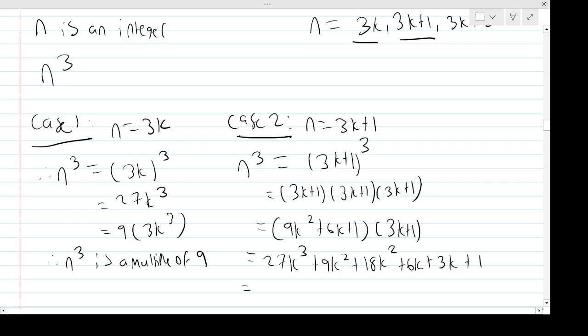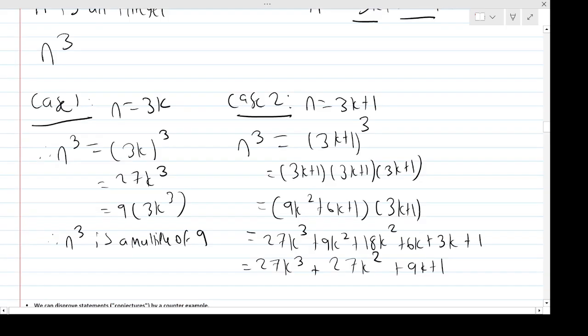So if we simplify a little bit, collect the like terms, we get 27k cubed. 9k squared add 18k squared is 27k squared. 6k add 3k is 9k. And then we add the 1. Well then, we can factor a 9 out in all the k bits, right? So we factor a 9 out. So then that'd be 9 of 3k cubed, add 3k squared, add k, and then we add the 1 outside.